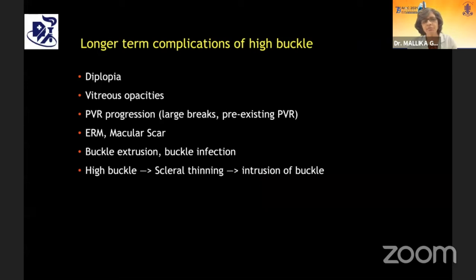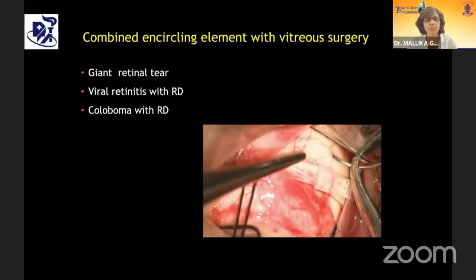Long-term complications can be vitreous opacities because vitrectomy was never done, PVR progression, epimacular membrane, macular scarring, and then later on buckle extrusion, infection, and high buckles can cause intrusion through the sclera into the globe.